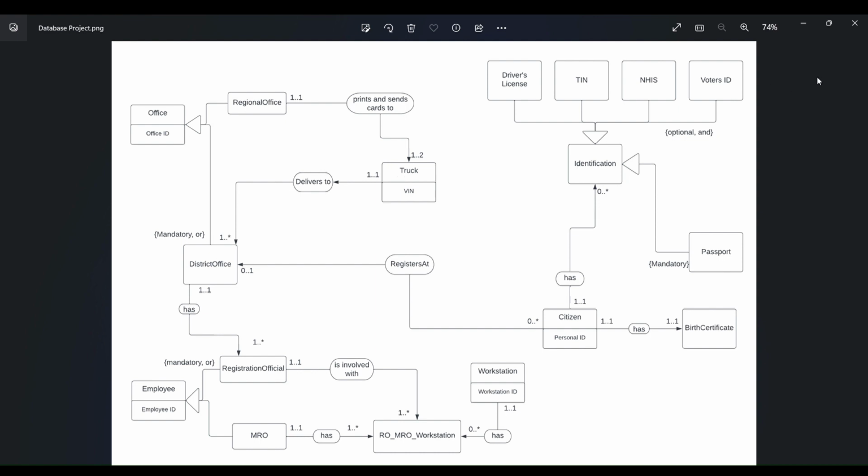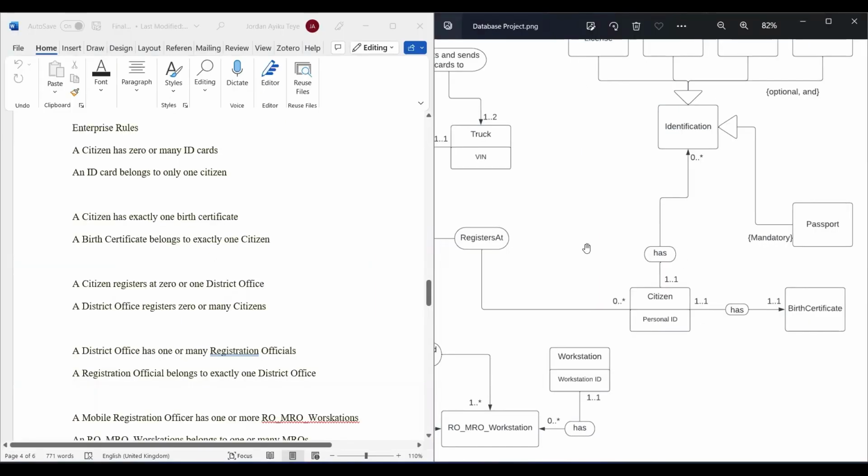So I'll take you through the enterprise rules now. So here are the enterprise rules. A citizen has 0 or many ID cards, and an ID card belongs to only one citizen. And then for birth certificate, a citizen has exactly one birth certificate, and a birth certificate belongs to exactly one citizen.